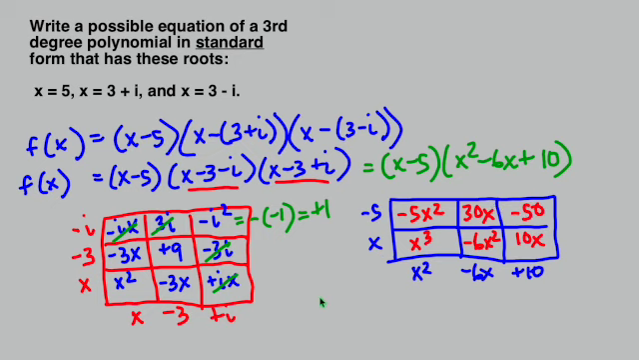And then some of these things are going to combine together. So here's our final answer right over here. Our standard form is going to be f of x equals x to the third. Altogether, we have negative 5 and another negative 6, so negative 11x squared. 30 and 10 is 40, so we have 40x. And then finally, we have a negative 50.